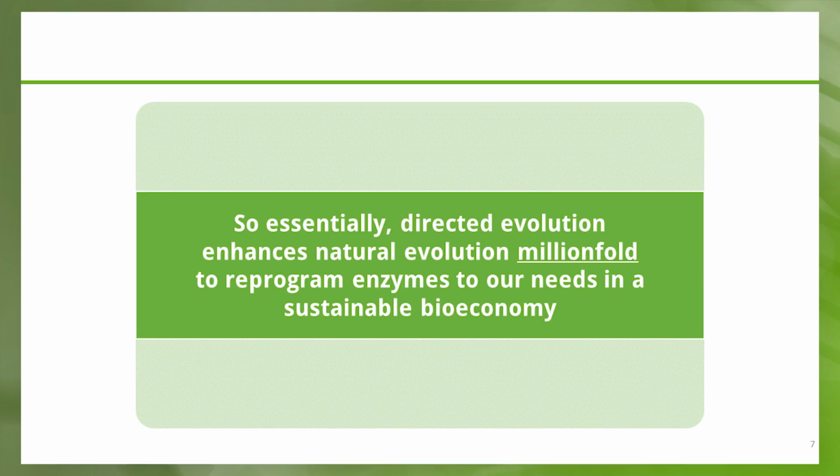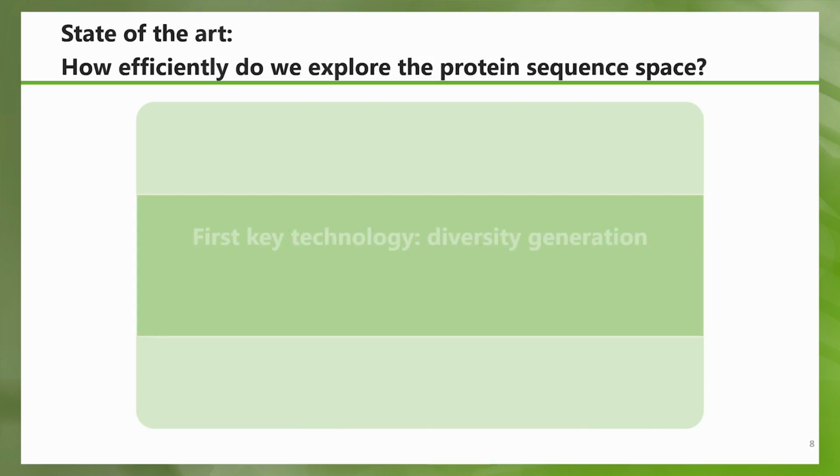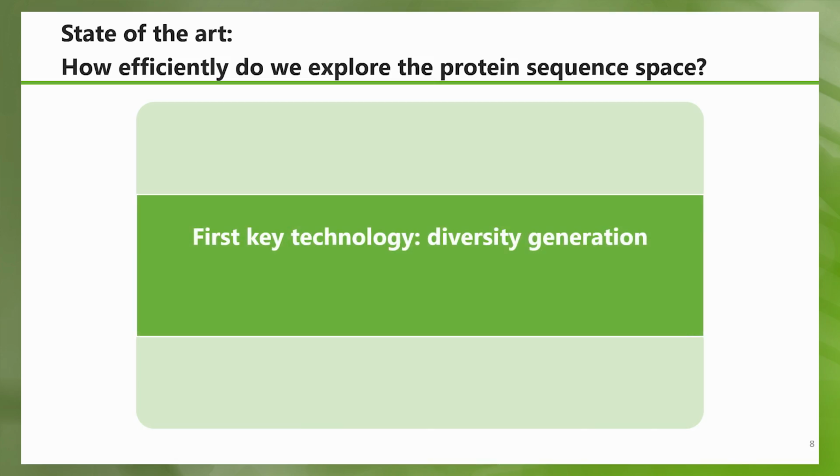So essentially, directed evolution enhances, as a summary, the natural evolution millionfold, so that you can reprogram, re-engineer your enzymes to the needs that we have in a sustainable bioeconomy. So let's have a look at the key technologies that are there. The first step was the diversity generation. These challenges are technically solved.